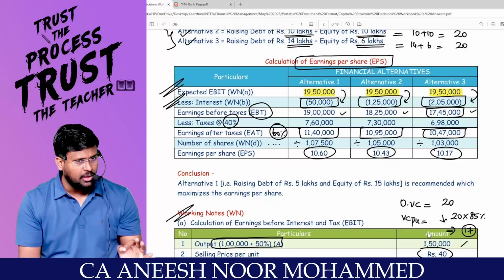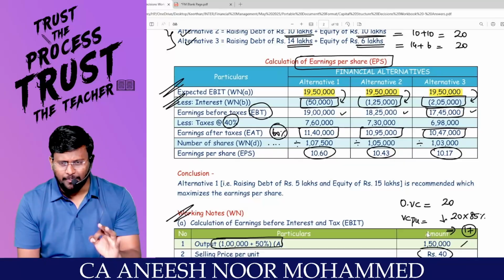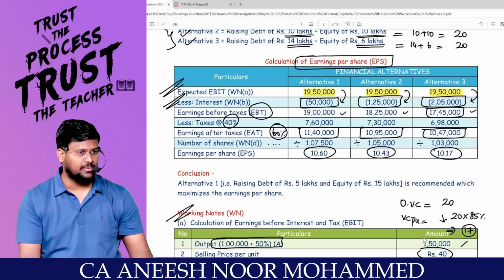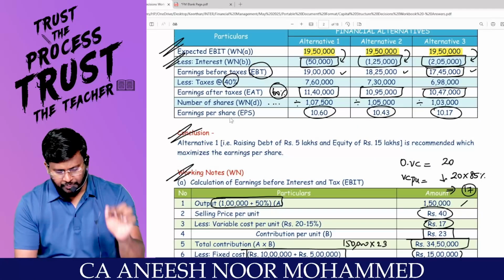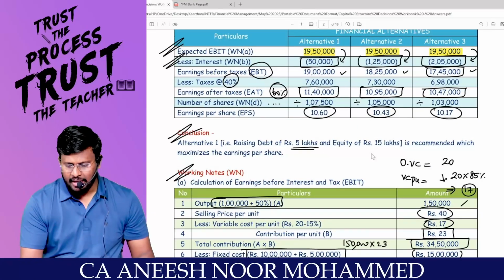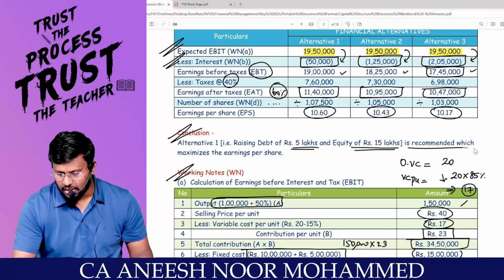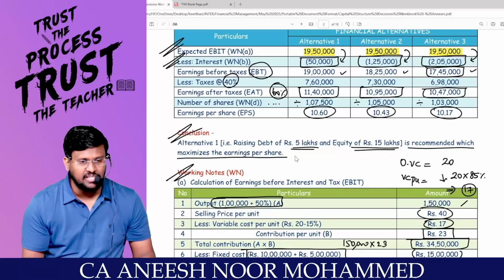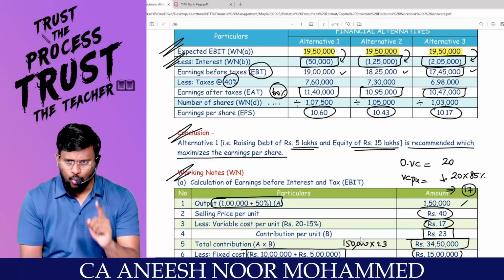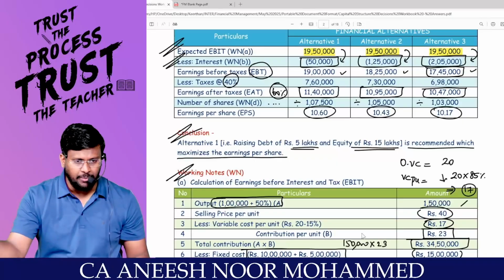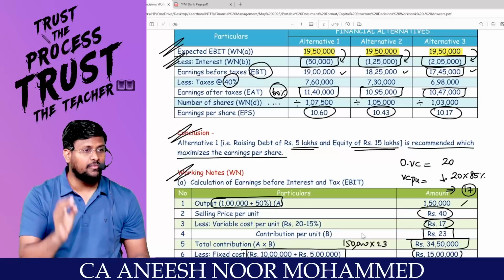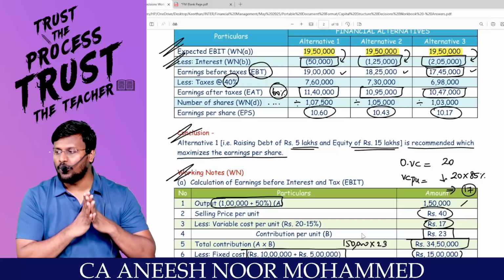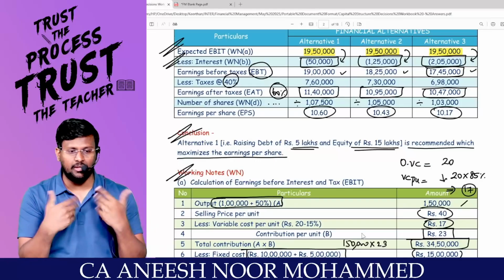You tell me which is the option having the highest EPS. That's what you have to write as the conclusion. Alternate number 1, raising debt of 5 lakh and equity of 15 lakh, is recommended, which maximizes the EPS. If your goal is to increase the EPS, please follow alternate number 1. That will give you the best EPS. Automatically, the wealth of the equity shareholders will be increasing.